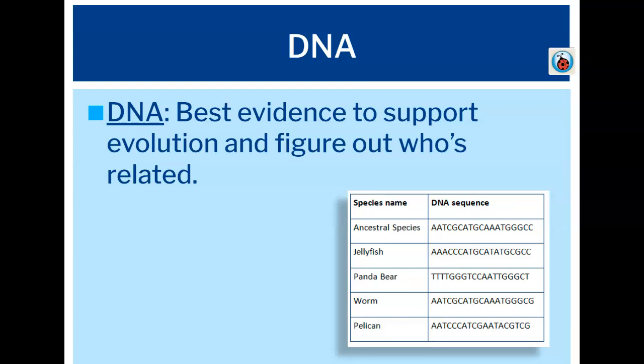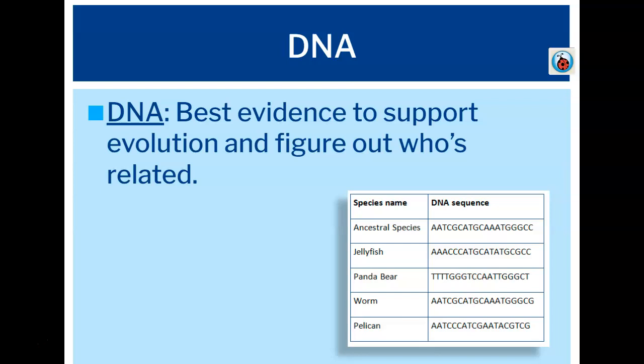So between the jellyfish and the ancestor, there were 3 differences. The panda bear and the ancestor were 9 differences. The worm and the ancestor, there was 1 difference. And the pelican and the ancestor, there were 8 differences. So who's more closely related to the ancestor? It would be the organism that has the least number of differences.